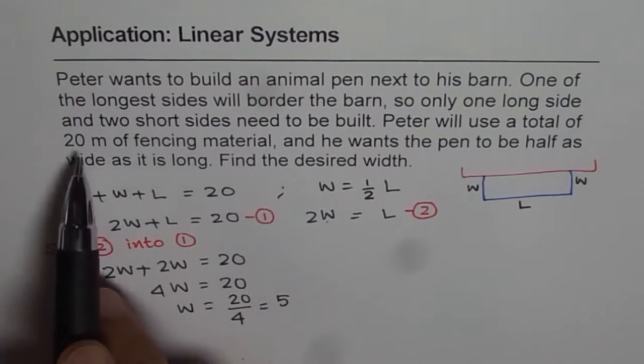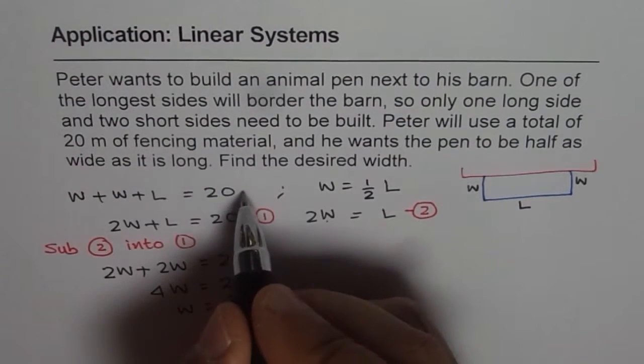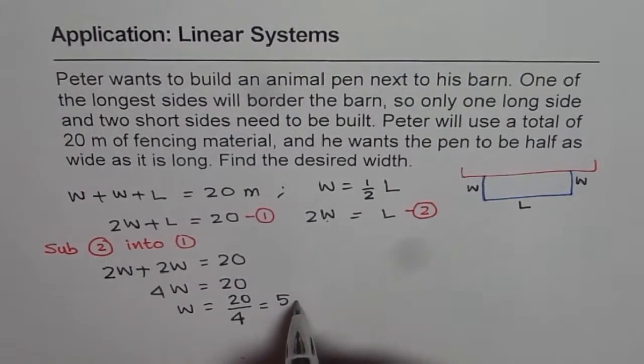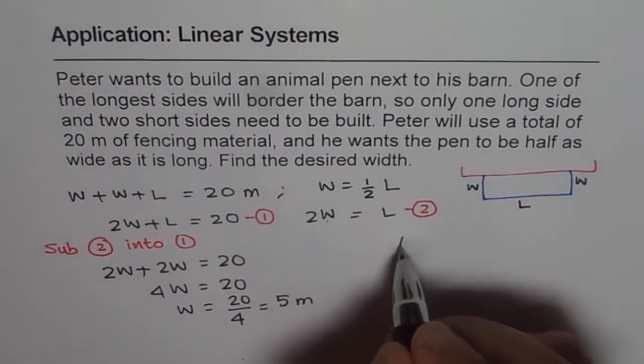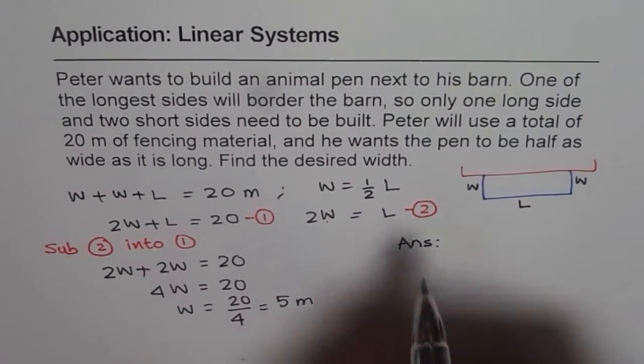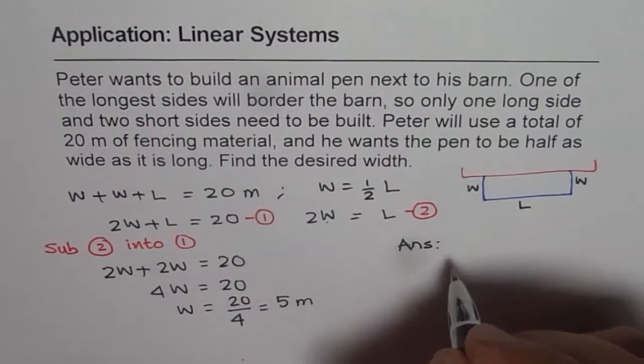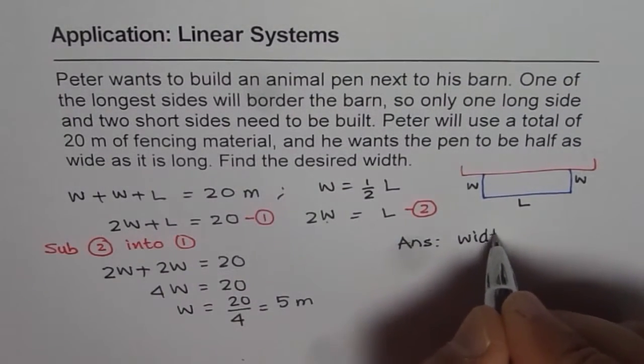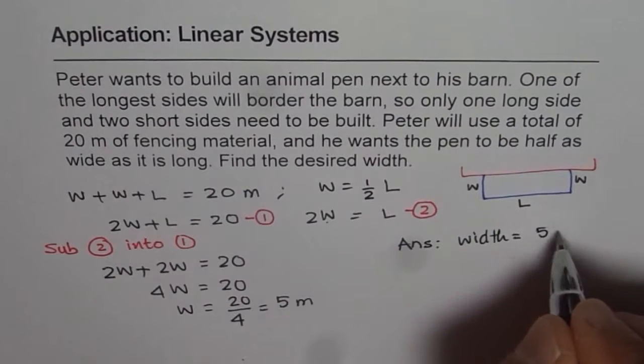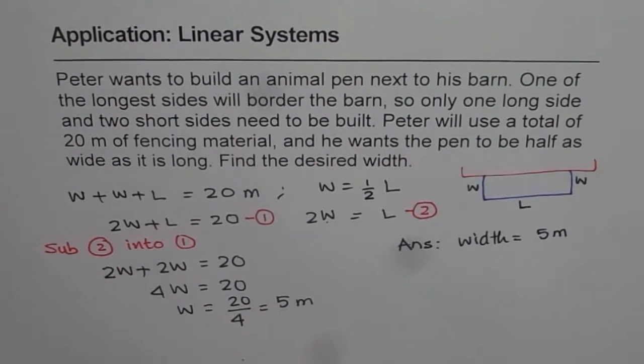The units are meters, since the perimeter is in meters, right? So 5 meters. So we can write down our answer. That is, the desired width should be 5 meters, correct? So that is how you should solve the question.